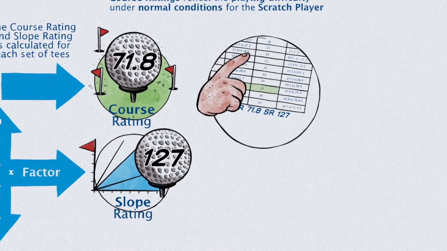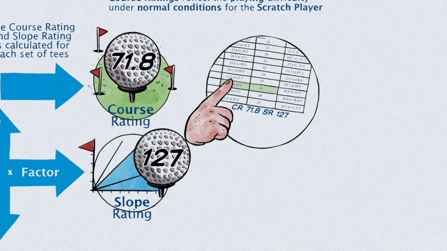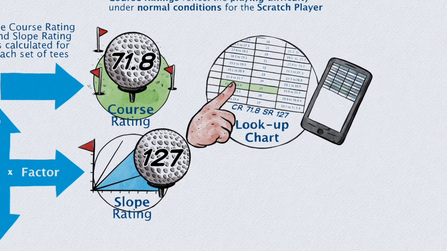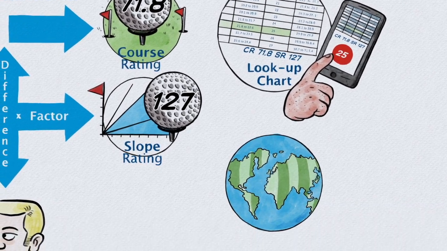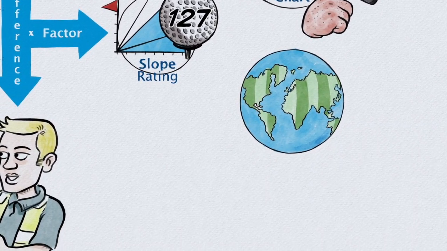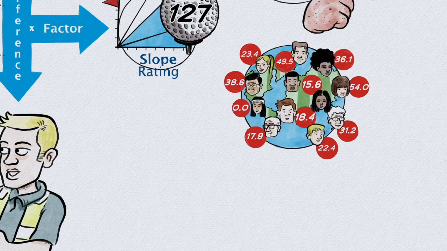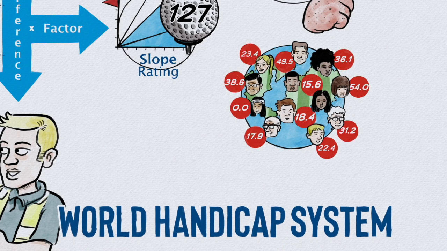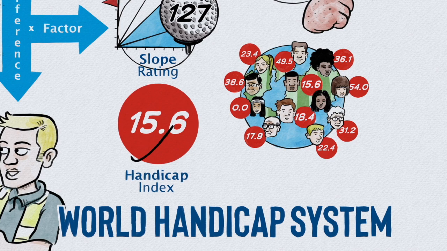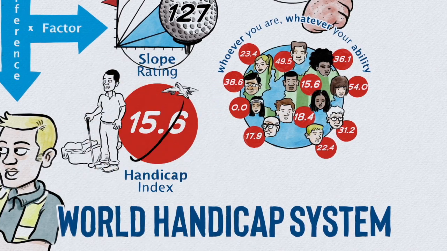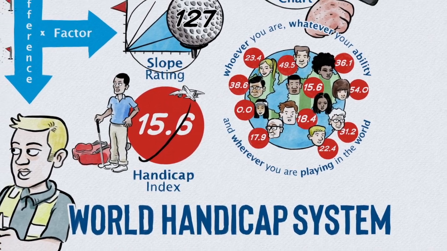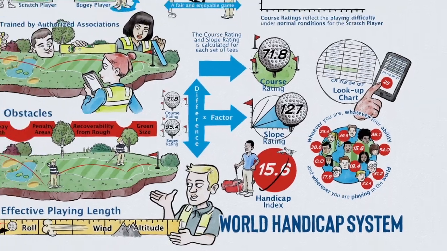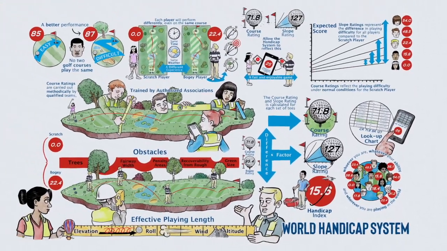When it comes to playing a round of golf, course ratings and slope ratings should normally be available on a lookup chart or through an app, which can be used to determine your handicap and how many strokes you'll receive. In bringing together a course rating system that is already in use in many parts of the world, with a consistent method of calculating handicaps, the World Handicap System provides a handicap index which is truly portable, whoever you are, whatever your ability, and wherever you are playing in the world, enabling you to match your skills against other players of differing abilities and making the game even more enjoyable.